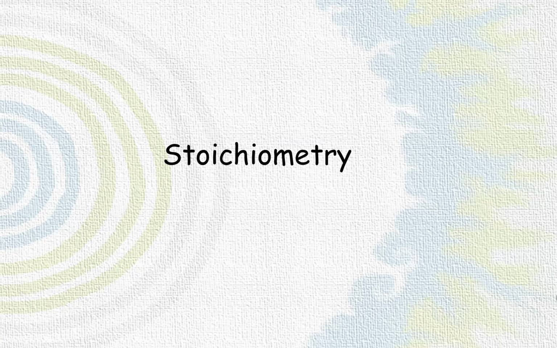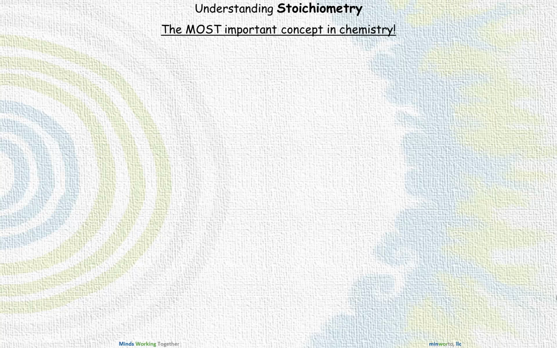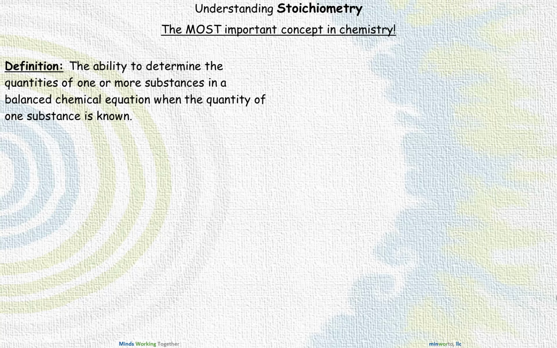This lesson will discuss stoichiometry. First, let's make sure we understand what it is. It is, after all, the most important concept in chemistry. To define stoichiometry, we would say it is the ability to determine the quantities of one or more substances in a balanced chemical equation when the quantity of just one substance in that equation is known.